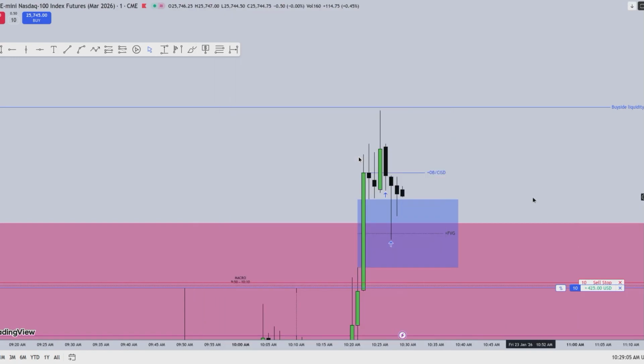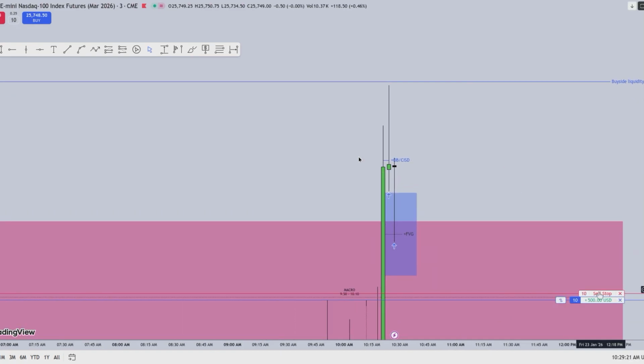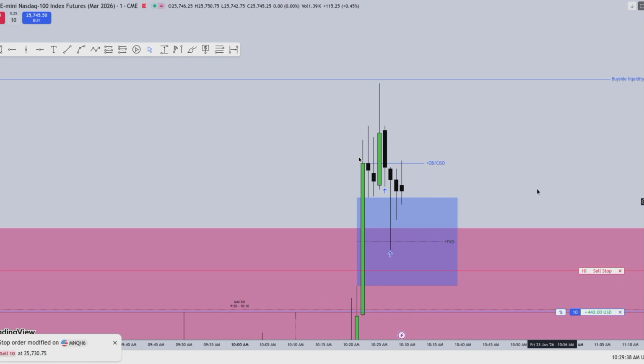As you can see, I entered 3 contracts right there. Now this is pyramiding. This is a skill called pyramiding. This is something you develop over time. So look at my stop loss placement. That candle hasn't closed yet.